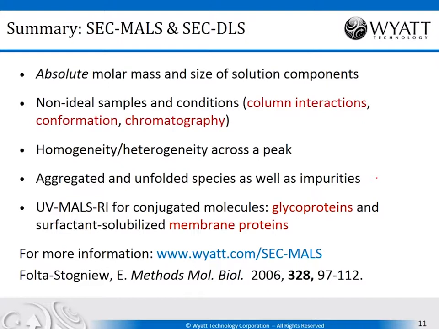And then finally, the triple detector system, UV-MALS-RI, will help us analyze conjugated molecules such as glycoproteins. This is really important for membrane proteins as well, because membrane proteins that are solubilized with a surfactant will elute within a micelle surrounding the protein, and the elution time will not be related at all to the molecular weight of the protein. It will be related to the size of that micelle. So this is really essential for anybody working on any of these types of proteins and other biomolecules.